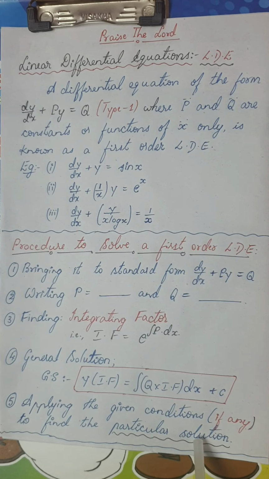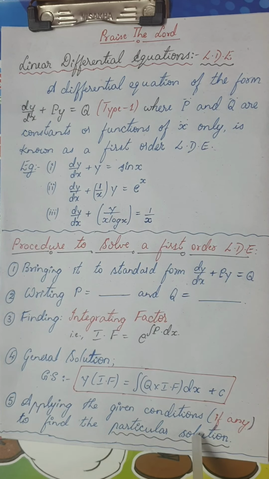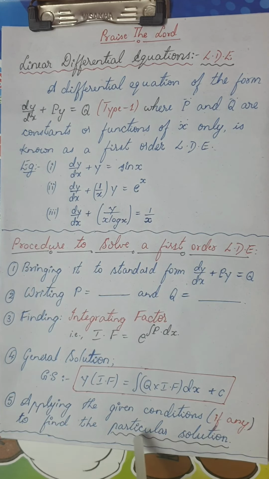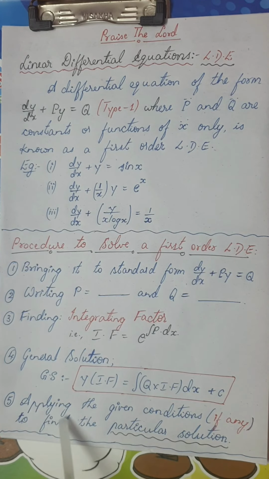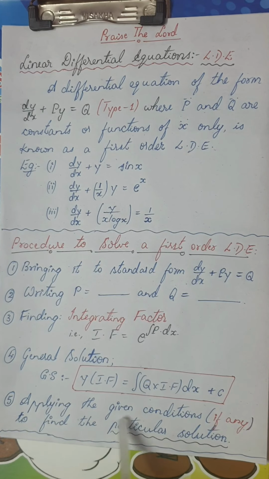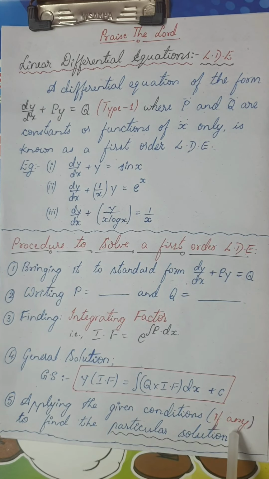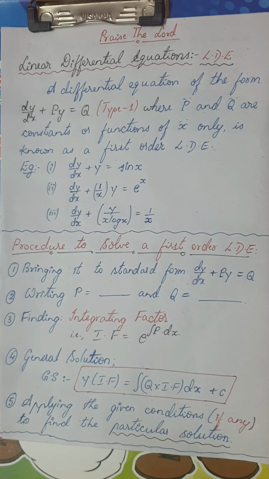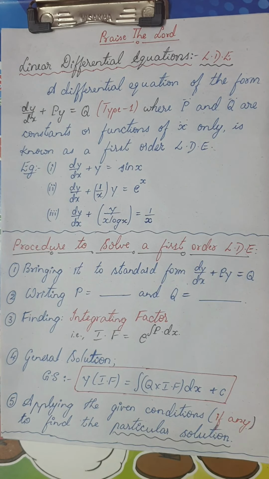You have seen this even in variable separable forms of a differential equation. So how to find a particular solution? You would be given conditions for x and y. Applying the given conditions, if any, to find the particular solution. Sometimes they may give y is equal to 2 when x is equal to 0. In such cases, when they give you the values of x and y, substitute.